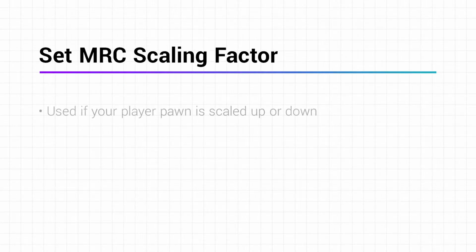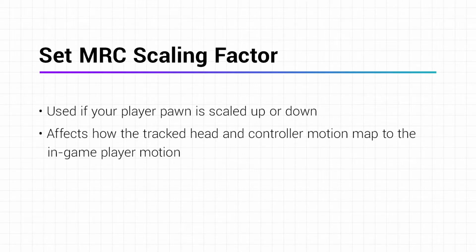Another important Blueprint function is the set MRC scaling factor node. This one is used if your player pawn is scaled up or down, which affects how the tracked head and controller motion map to the in-game player motion. Without scaling, the scale is usually 1:1 between the Oculus track component and the objects in Unreal. So if the user moves their head 1 meter to the left, the player's head position in the engine also moves 1 meter to the left.